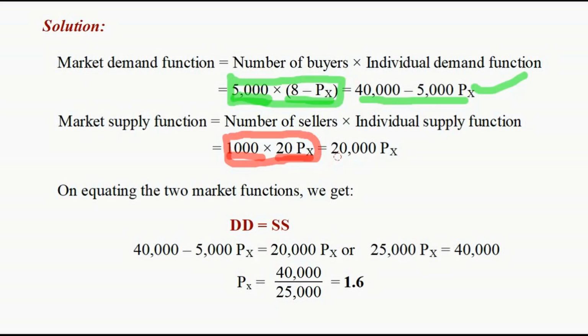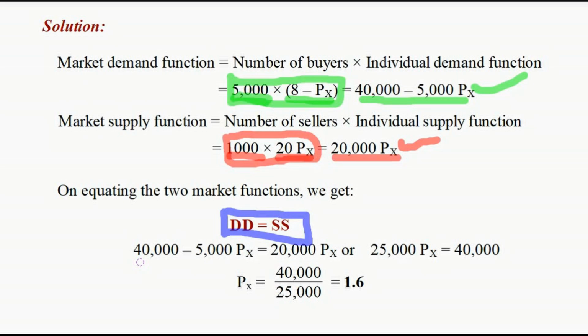Now we have the market demand function and the market supply function. Once we get this, we simply equate the two market functions in order to find the market equilibrium price. Demand equals supply. This is the way that we put the two market functions. Demand equals supply. When demand and supply become equal, that will give us the equilibrium price, if you remember from the graph illustration in the previous lesson.